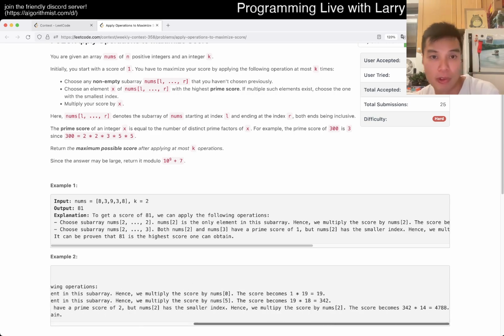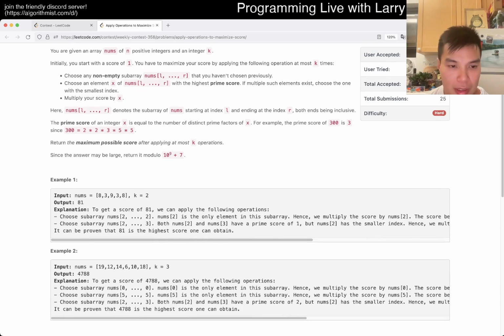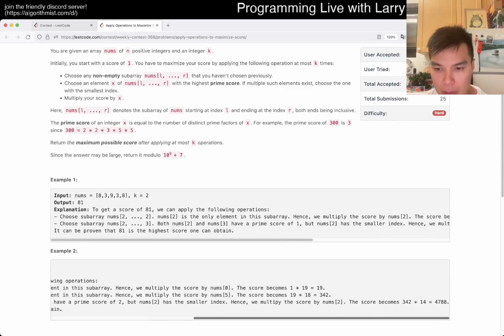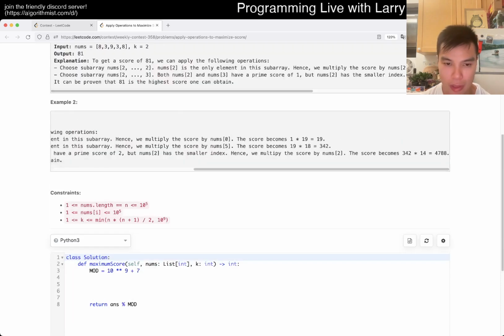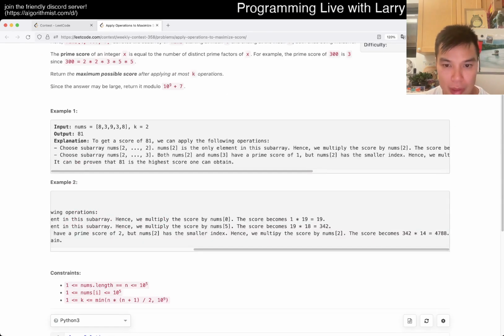Highest prime score. Oh, I guess I see, because 0, 1, 12 has a prime with a higher prime score. Okay. Seems like it's a priority queue thing, but you still have to kind of process it.